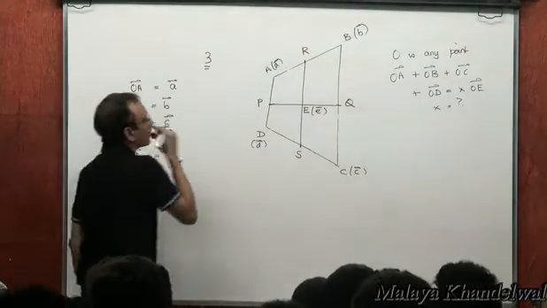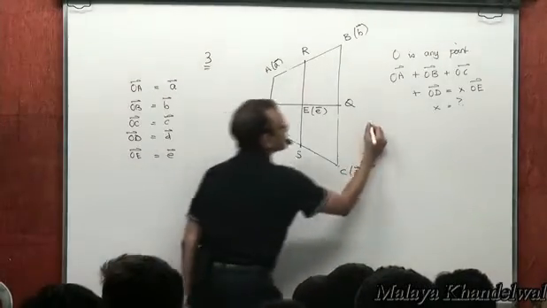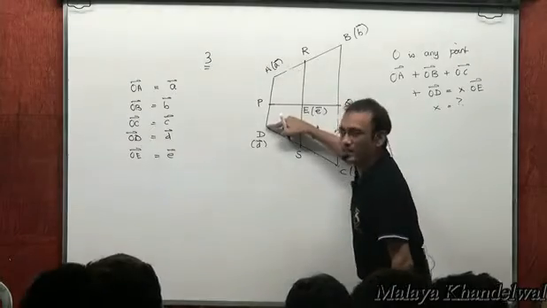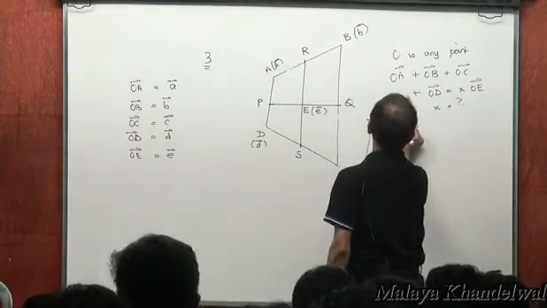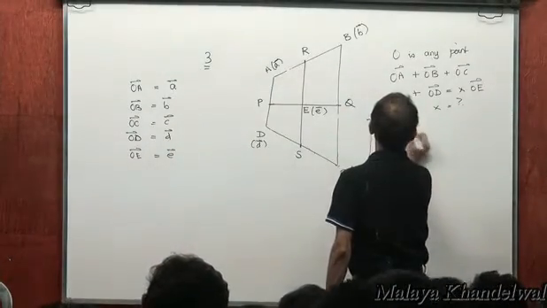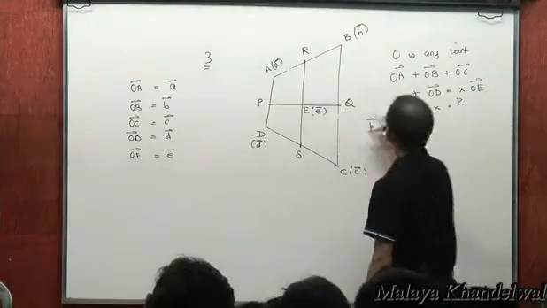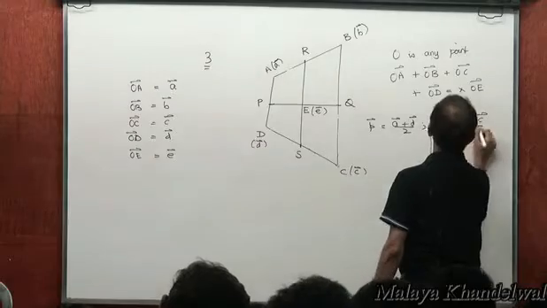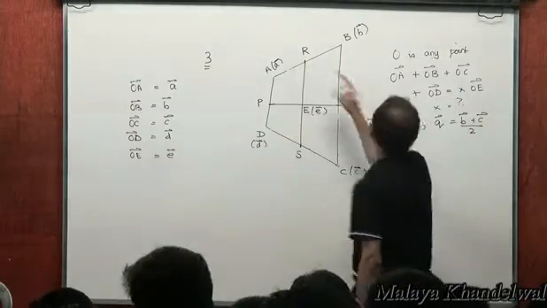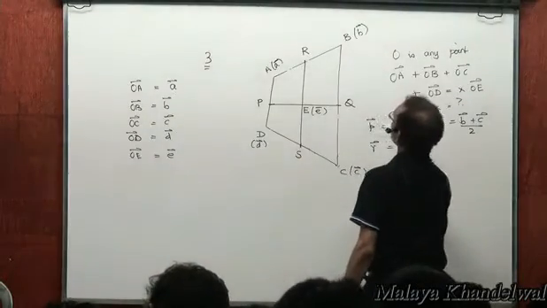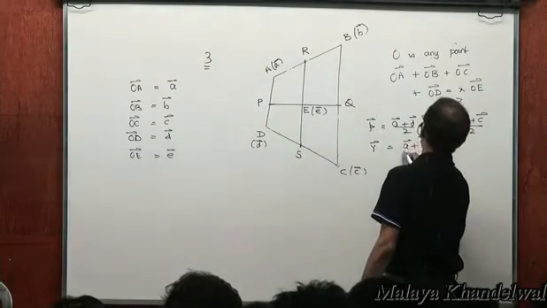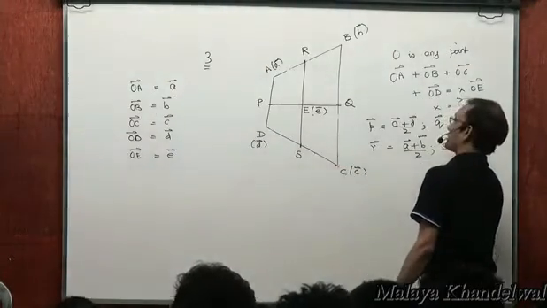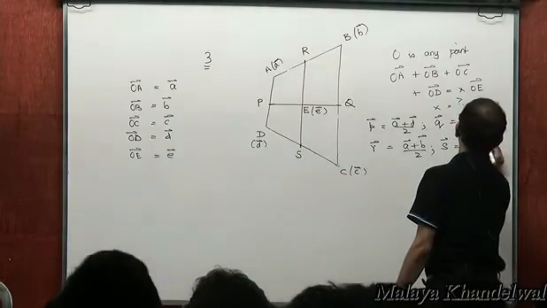Now, what's the position vector of P? Midpoint of AD, that means A plus D by 2. What's the position vector of Q? B plus C by 2. What's the position vector of R? A plus B by 2. Position vector of S, midpoint, C plus D by 2.